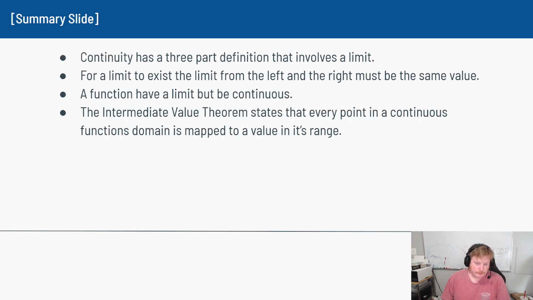So, in quick summary, continuity has a 3-part definition that does involve a limit. For a limit to exist, it has to be true that the limit from the left and the limit from the right are the same value. A function may have a limit but not be continuous, but not vice versa. And the intermediate value theorem states that every point in a continuous function's domain is mapped to some value in its range.